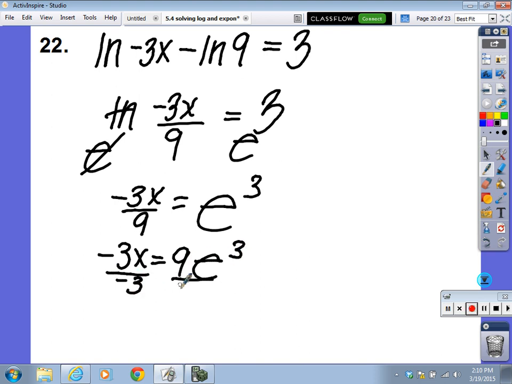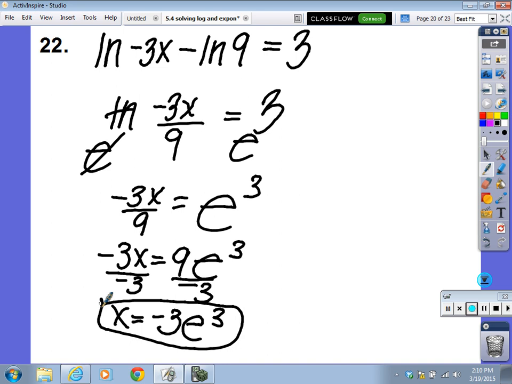There was another way to do this, but that's just the way I chose. So really we have negative 3e to the 3. And we'll leave our answer right there. If we did calculate that, it would be a decimal, but I want you to leave it with the e's.